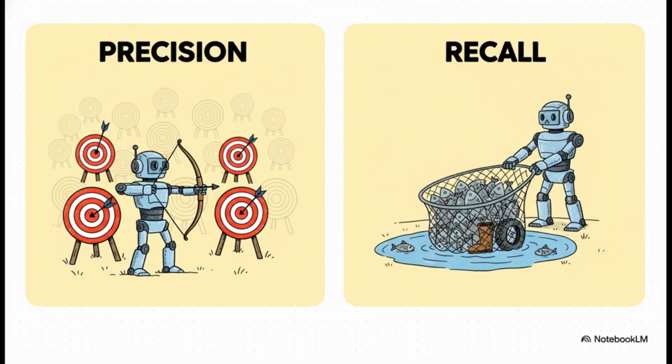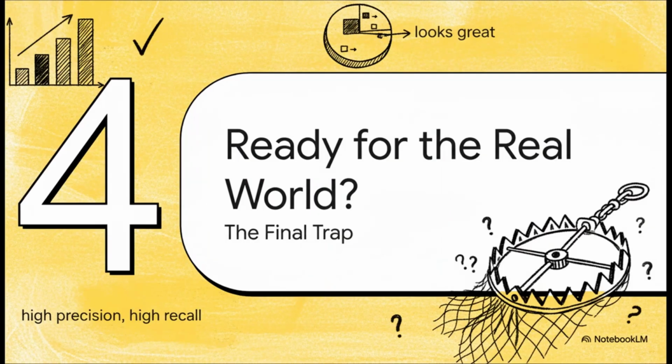But imagine a model that detects cancer. In that case, you'd want the highest recall possible. You'd rather have a few false alarms than miss a single real case. It's all about tuning your model for the job. So our model gets an A+ on its test. Great precision, great recall, everything looks amazing. We're done, right? Well, not quite.